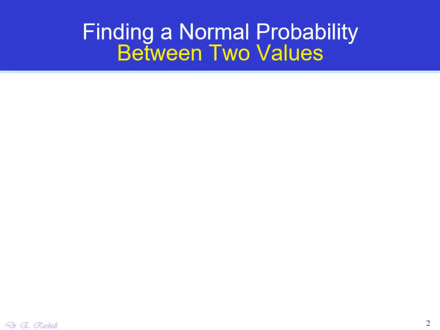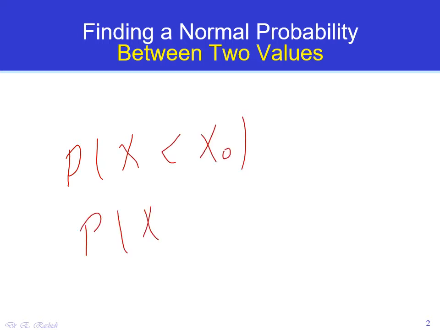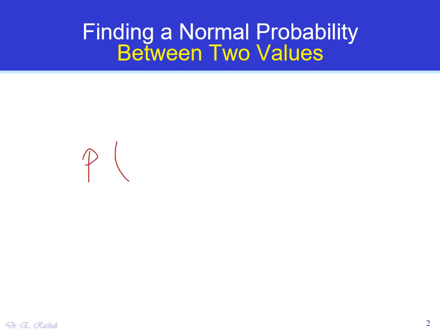Finding a normal probability between two values. So far, what we have done is finding the probability, for example, that x is less than x0, x0 any value, or that x is greater than x0, x0 any value. What if we want to find the probability that x is between two values? For example, the probability that x is between x1 and x2, for any values of x1 and x2. What should we do with this?